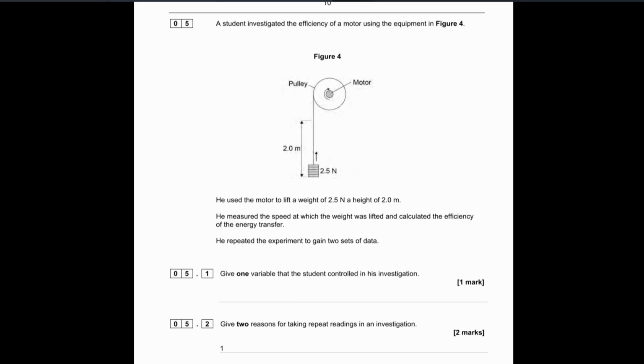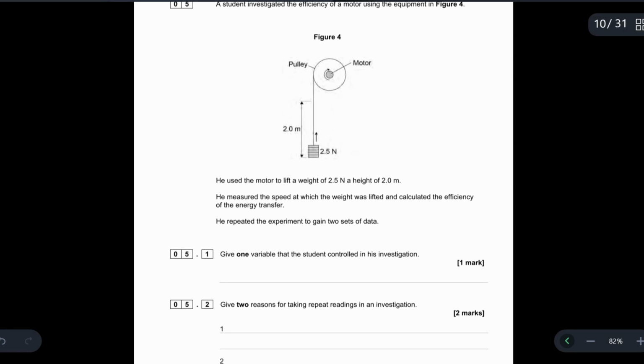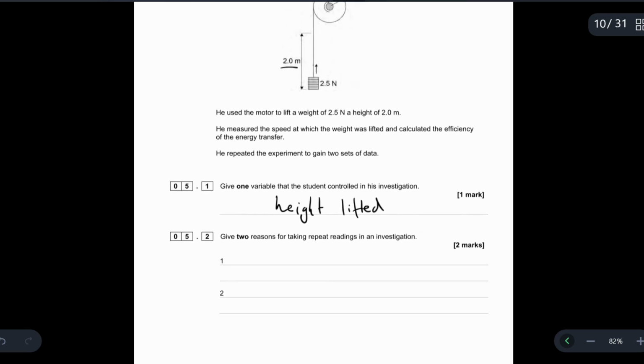So 5.1, give one variable that the student controlled in his investigation. So we're looking for a control variable here. So there's a few different ones you could pick out. And so the one that kind of jumps out to me is 2 meters here. It seems that he's lifting the weight through the 2 meters, and that 2 meters is staying the same throughout the investigation. So that would be a control variable. So the height lifted. So remember, the control variable is one that you basically keep the same throughout your investigation.